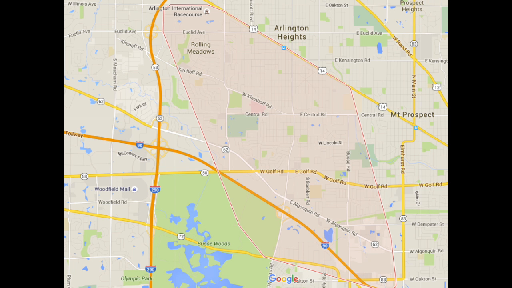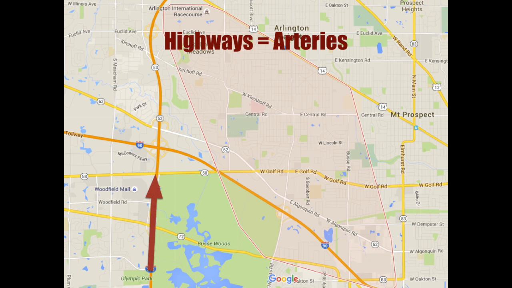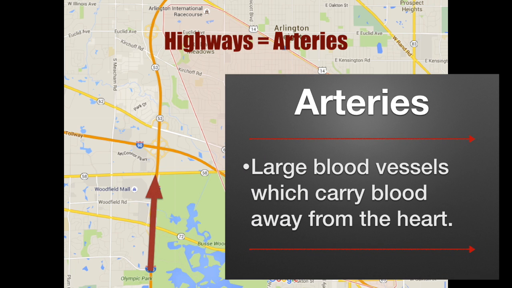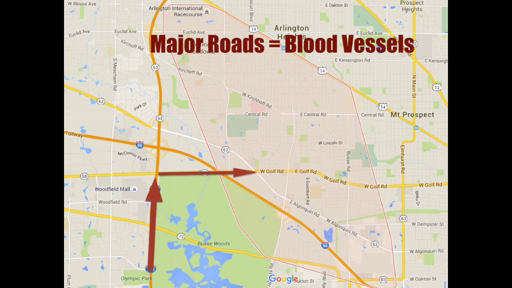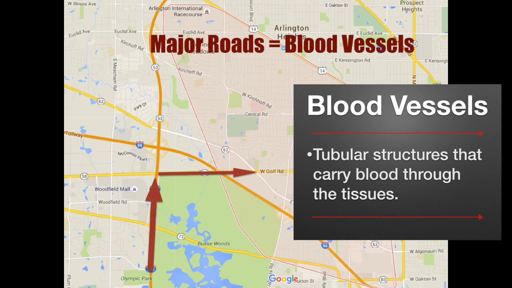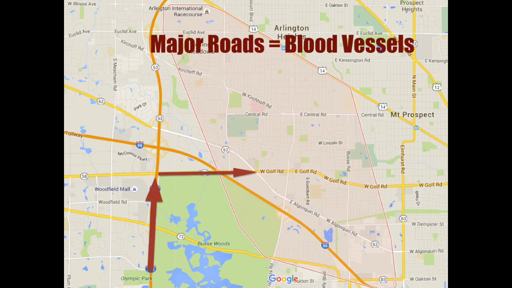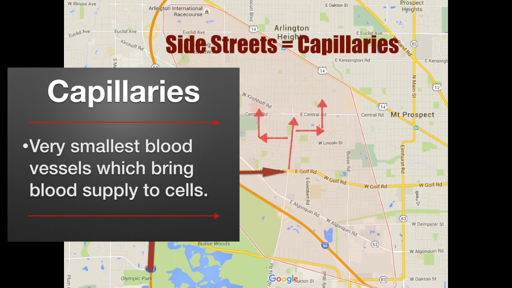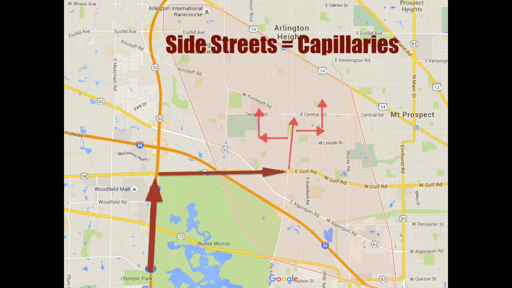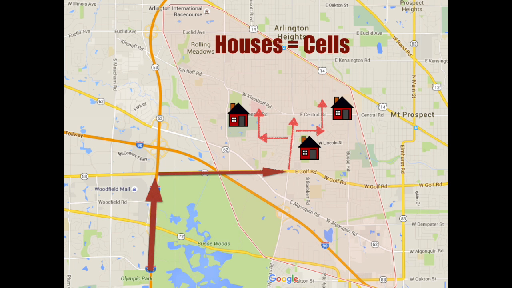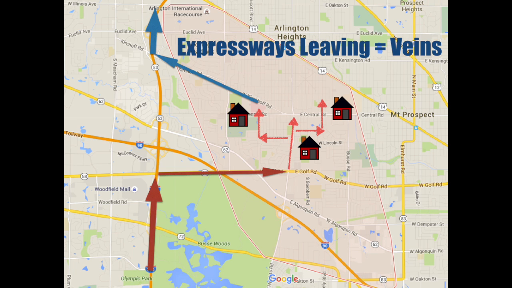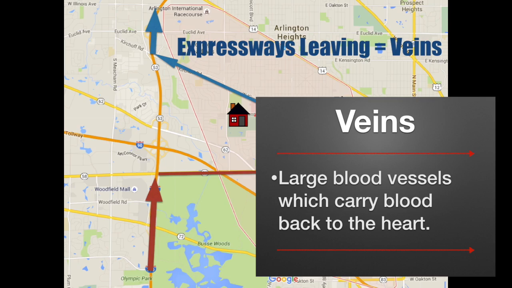Our analogy also explains how the nutrients get to the cells. Highways are like arteries, big paths to carry lots of blood. The major roads are like blood vessels. These branch off of the expressways the way blood vessels branch off of arteries. The side streets are like capillaries. These tiny vessels carry blood to each individual cell the way the side streets carry us to each of our individual houses. Once the blood has delivered the oxygen and the nutrients to the cells, it heads back to the heart using large passageways called veins.